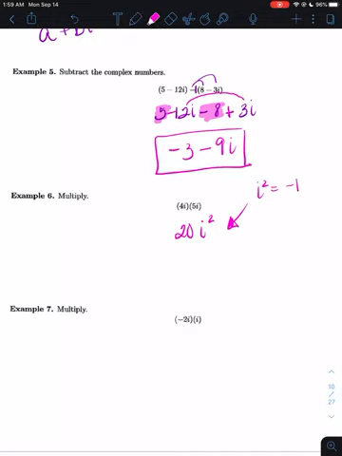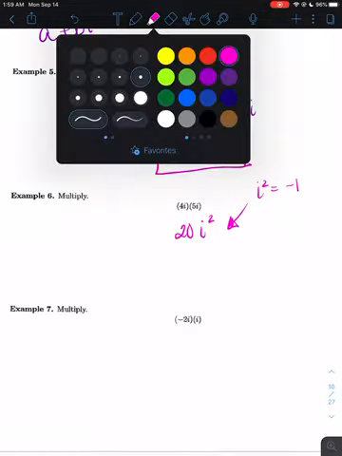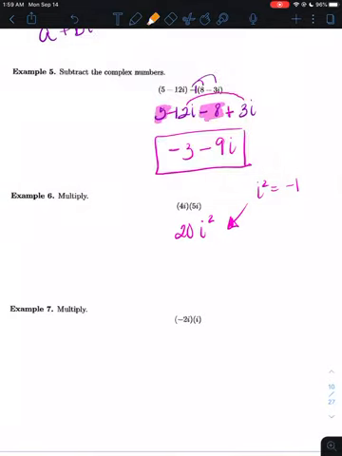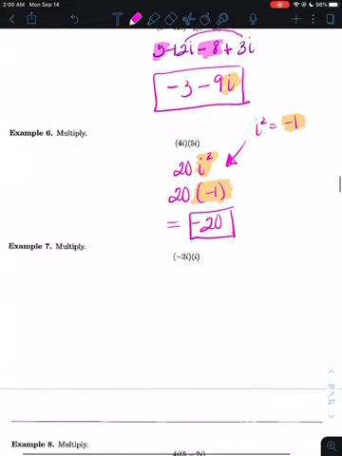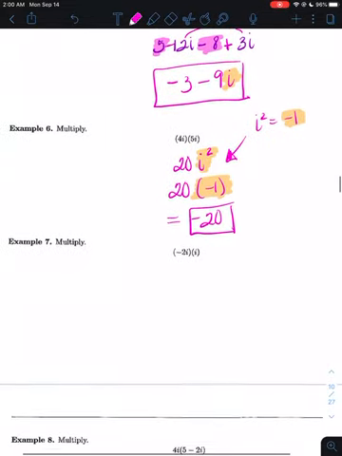Your final answer will never have an i squared or any type of higher power of i. The only thing you can have in your answer is just the variable i. So i squared, I can replace as -1. So this is 20 times -1. That orange stuff becomes -1. And 20 times -1 is just -20. So anytime you see an i squared, you need to replace it with the number -1.